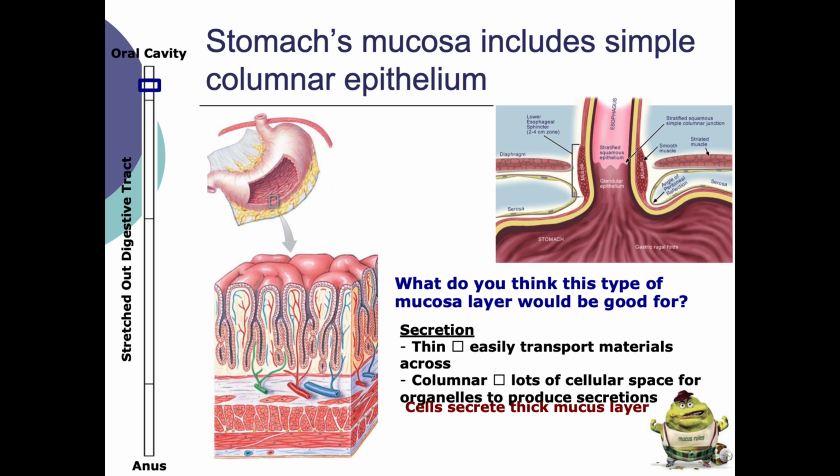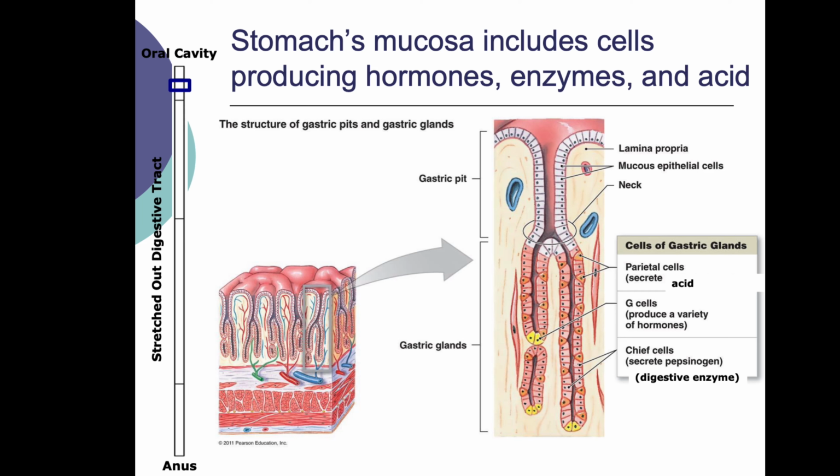Cells are secreting this thick mucus layer, and these are the gastric pits that line your stomach. They have cells in there, like chief cells, that secrete digestive enzymes, like peptidases, like pepsinogen. Okay? These are the ones that are going to help you start to digest protein.